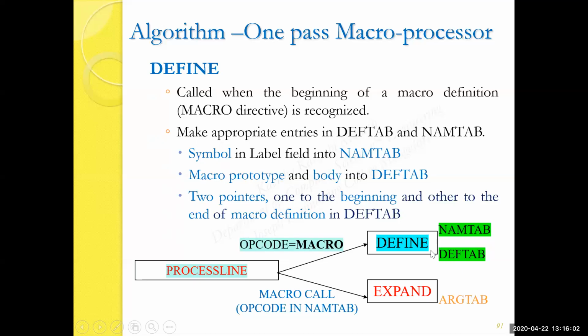The name of the macro is entered into the name table and the definition is saved in the definition table. As I mentioned, the prototype appears as the first line, and following that, statements that form the body of the macro are entered into the definition table with all parameters replaced with positional notation. The name table holds two pointers to the beginning and end of the definition in the definition table.